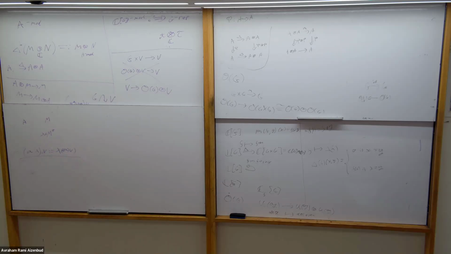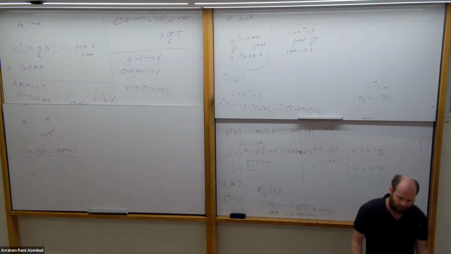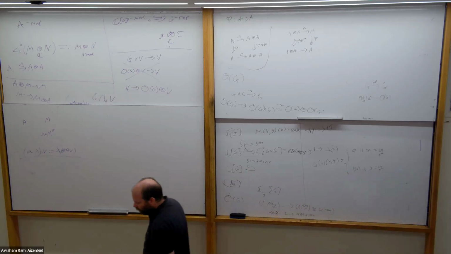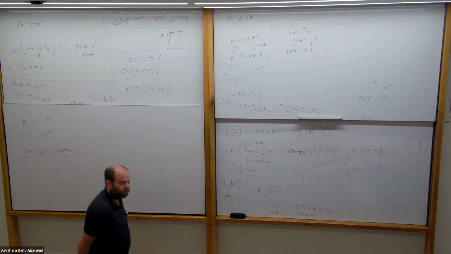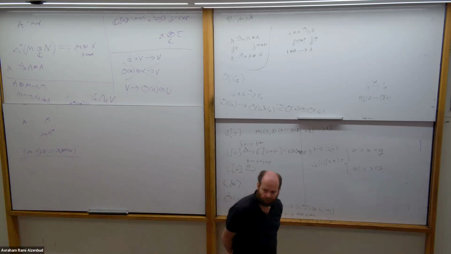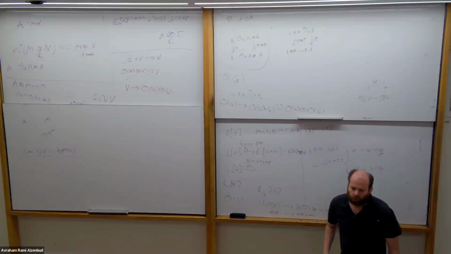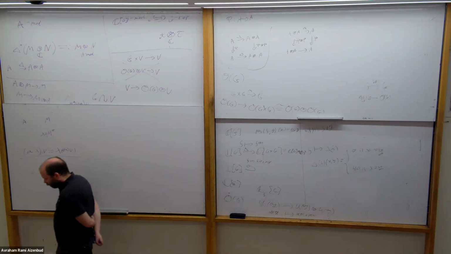a new A module. If A is a Hopf algebra, so it has an algebra structure, a coalgebra structure, and an antipode, then the category of A modules is going to have what? The category of finite dimensional A modules will be rigid. For all A modules, it will not be rigid because the duality will be kind of weird.